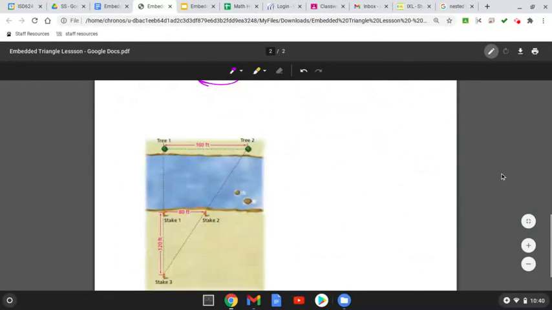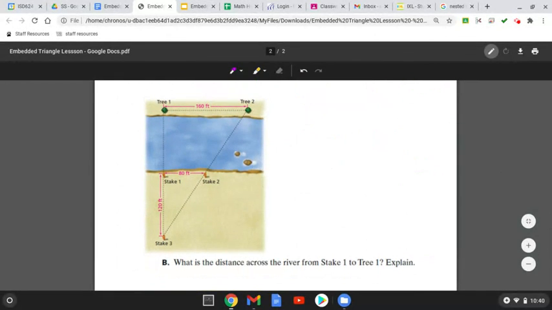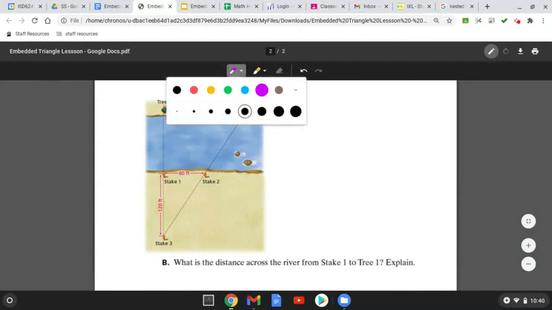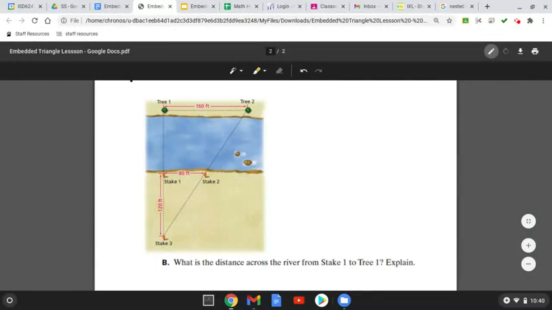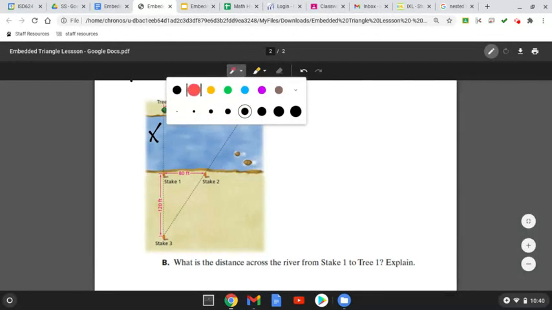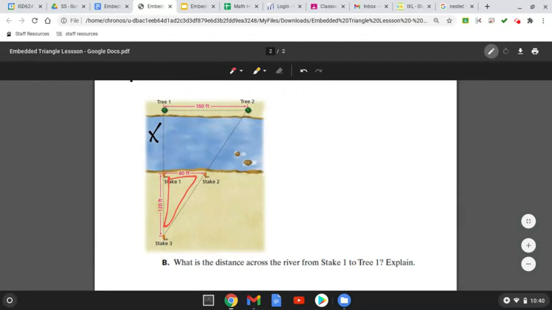Okay. Let's look at our next one here. So here we have a picture. It says, what is the distance across the river from stake 1 to tree 1? So stake 1 to tree 1 looks like this length right here is what we've got to figure out. So first thing I need to do is draw my 2 triangles. So my little one, my red one, is going to be 80 and 120. And then my big one, my blue one, looks like the only thing that we know for sure is 160.